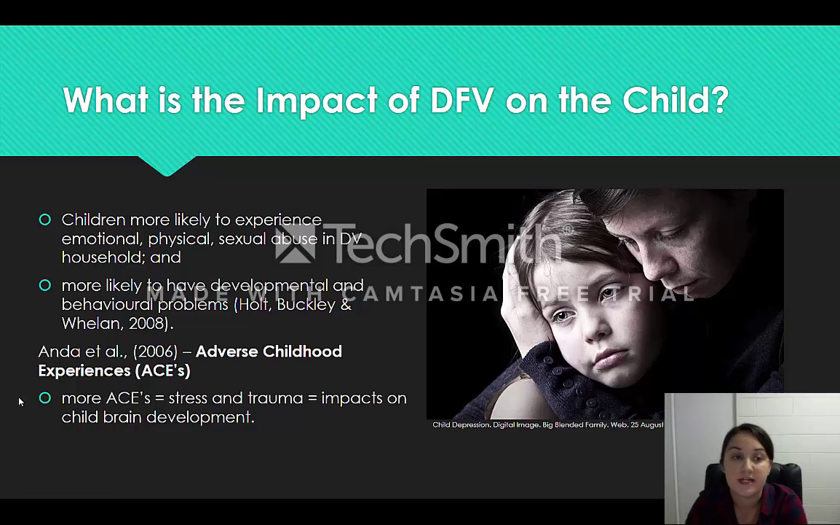Research shows that children living in households where domestic violence is occurring are more likely to experience emotional, physical, and sexual abuse, and are more likely to have developmental and behavioural problems, which increases their chances of experiencing social and economic hardship as an adult. Anda et al. 2006 talks about adverse childhood experiences, or ACEs. They conclude that a greater number of ACEs, which include domestic violence, is correlated with more stress and traumatic events being exposed to. This has a negative impact on the brain development of the child, which can create developmental delays, impact on their coping and emotional regulation, and their behavioural responses to stress, as well as impacting on their attachment to their caregivers.